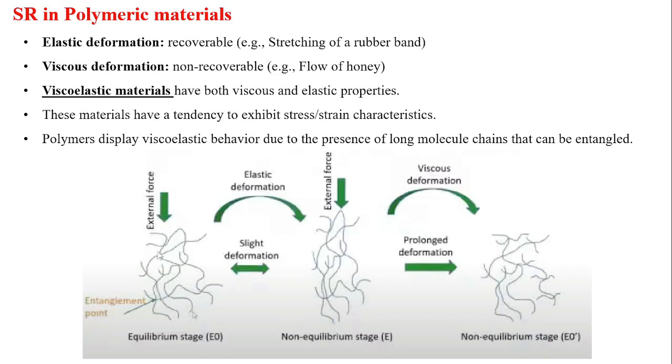In viscoelastic materials, viscoelastic deformation takes place. Viscoelastic materials have both viscous and elastic properties. These materials have a tendency to exhibit stress-strain characteristics. In the diagram given below, you can see different stages of the deformation of the polymer.